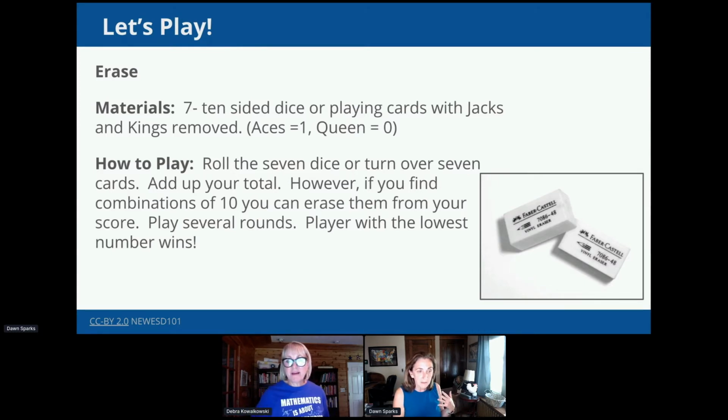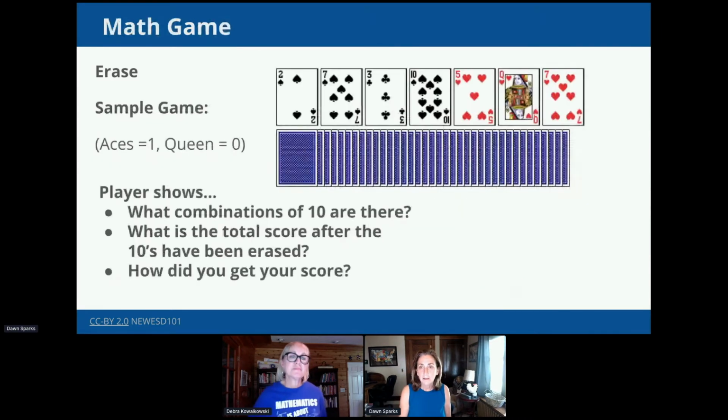We were going to ask you in the chat to think about how you would score this next one, and then we'll play a couple rounds, and you're going to get a chance to choose teams here in a minute. So here's a sample game. I went to one of my favorite sites, randomcardgenerator.org. It's awesome. We'll show you that resource here in a minute.